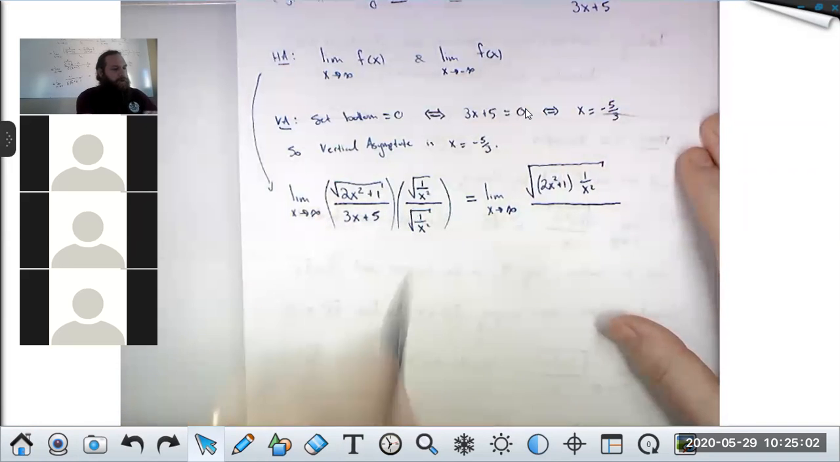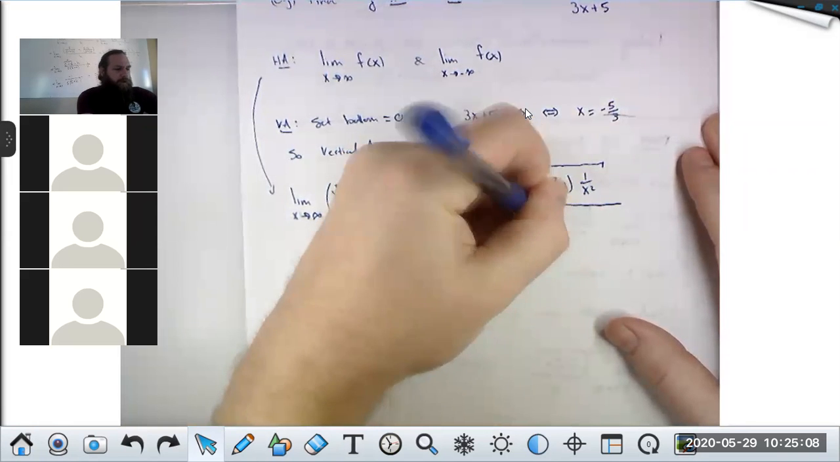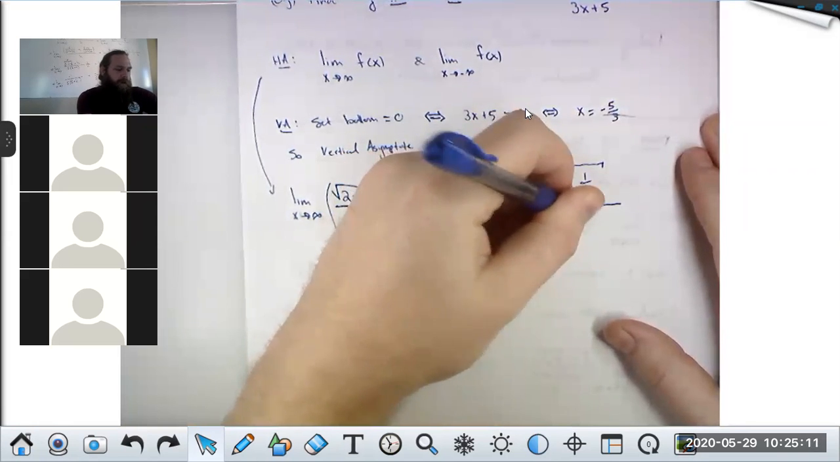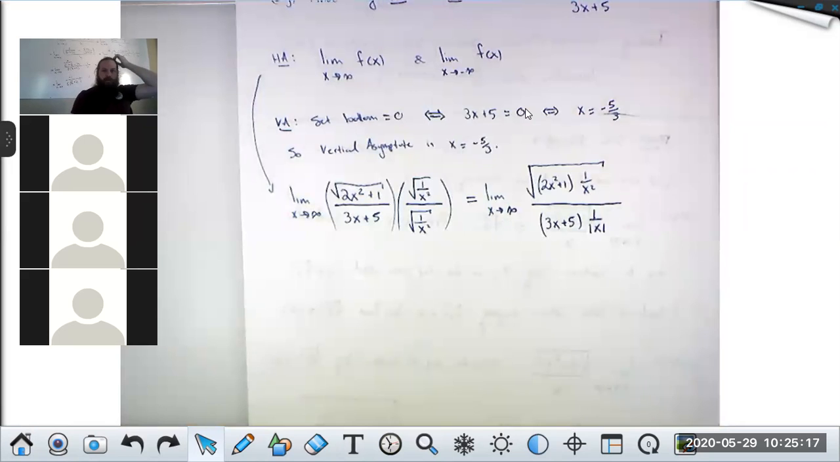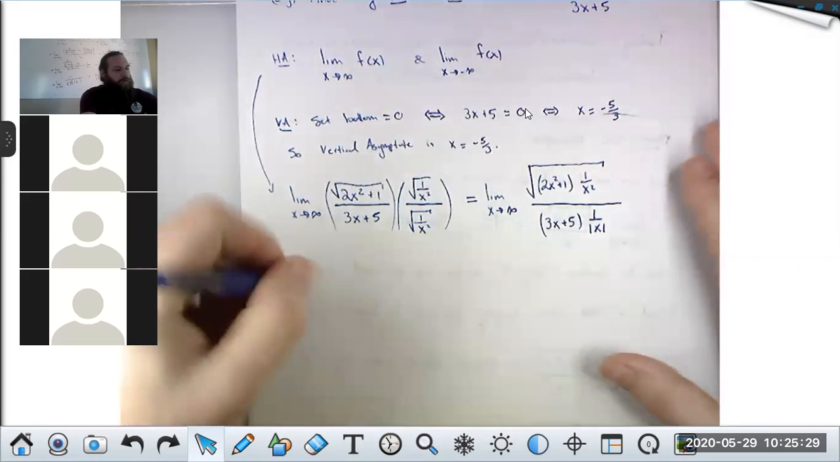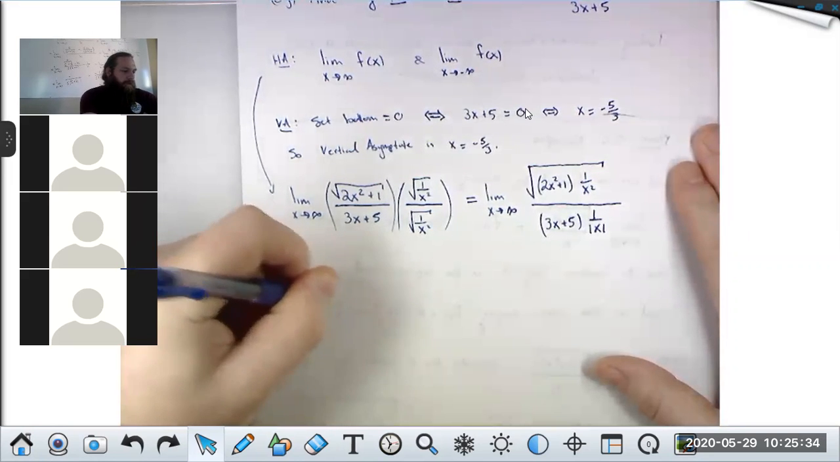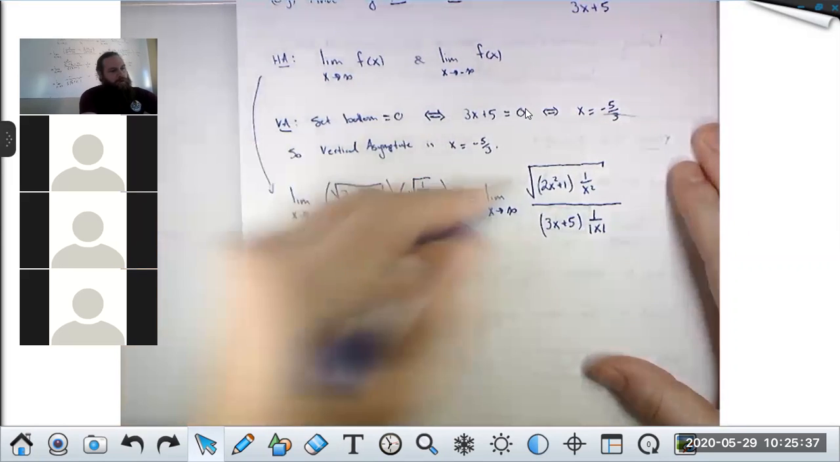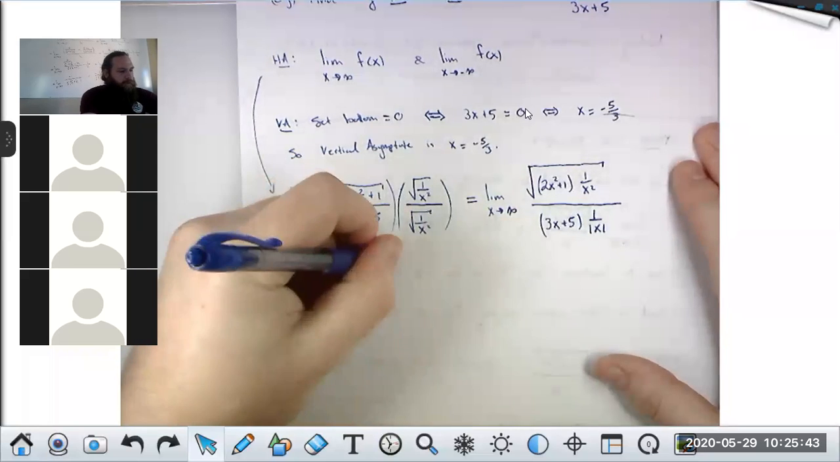Downstairs here, the 1 over square root of x squared, I can just treat that as 1 over x. But if I'm being very, very, very careful, which maybe I should, because we're still kind of trying to get used to this, I'll write it as exactly what it is. It's 1 over the absolute value of x. Now upstairs, I'll distribute the 1 over x squared term. Underneath my square root, I'll do the distribution. 2x squared times 1 over x squared is 2. 1 times 1 over x squared is 1 over x squared.